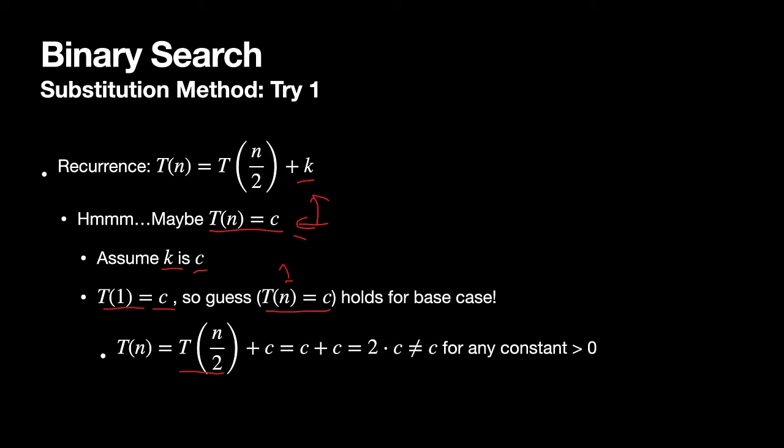So T of n over 2, well, we've said that T of n is equal to c. T of n over 2 would also be equal to c, so that gives us a c. And then we still have the original c from our recurrence. So we've got a c plus a c, which is 2c. And that's in contradiction with our closed form, which says that T of n would be equal to c, but instead it appears to be 2c here. So for any constant c greater than 0, this is obviously incorrect.